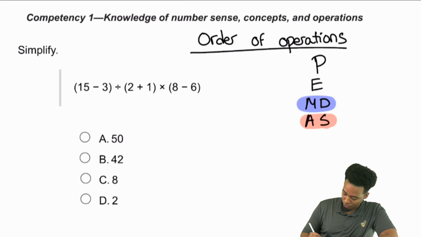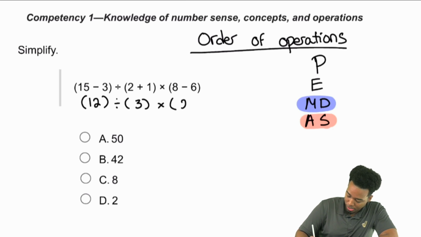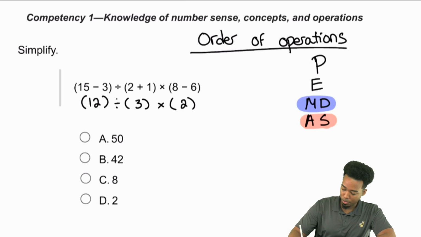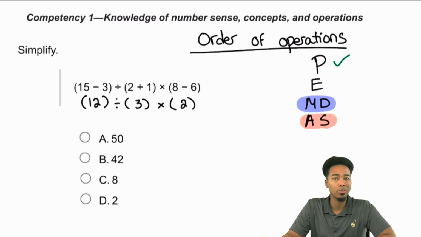So first things first, we are going to take care of our parentheses. We see that we have 15 minus 3 inside of a parentheses, so that'll be 12. Then we have 2 plus 1, that'll be 3. Then we have 8 minus 6, that'll be 2. So we've taken care of step 1. We've gone through our parentheses. I don't see any exponents, so I don't really have to worry about that at all.